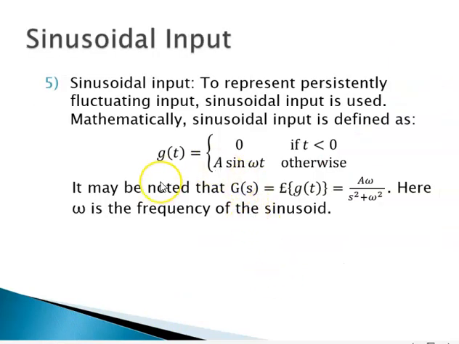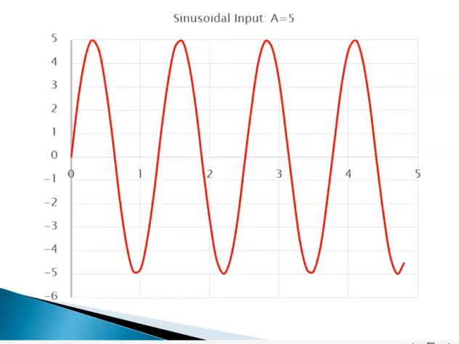To study the performance of the system when it is subjected to consistently changing input, fluctuating input, we use a sinusoidal input. Sinusoidal input is given here, where A is the magnitude of the sinusoid, and we say that when A is equal to 1, it is a unit sinusoid. Omega is the frequency of the sinusoid, how fast it is changing. Sinusoid input is shown here. A is equal to 5, you can see the magnitude peaks at 5. When A is equal to 1, we call it a unit sinusoid.